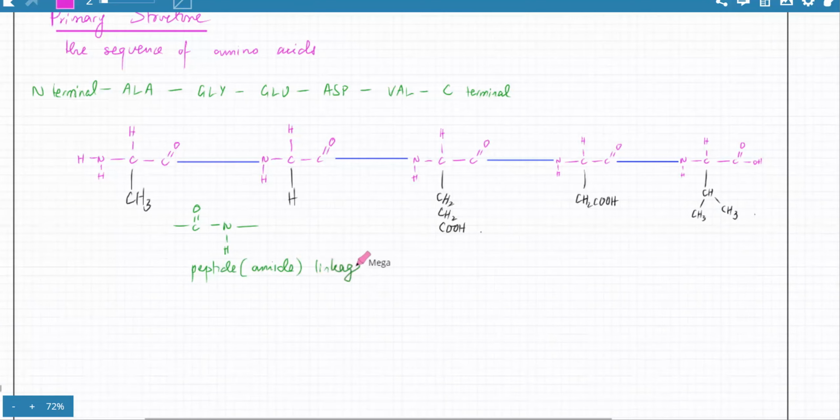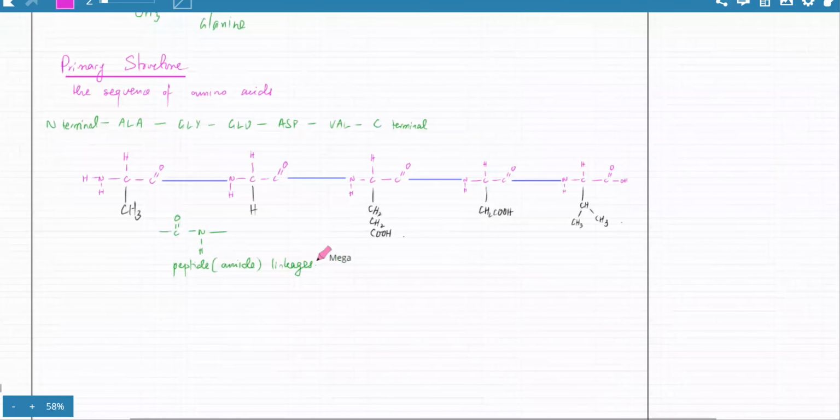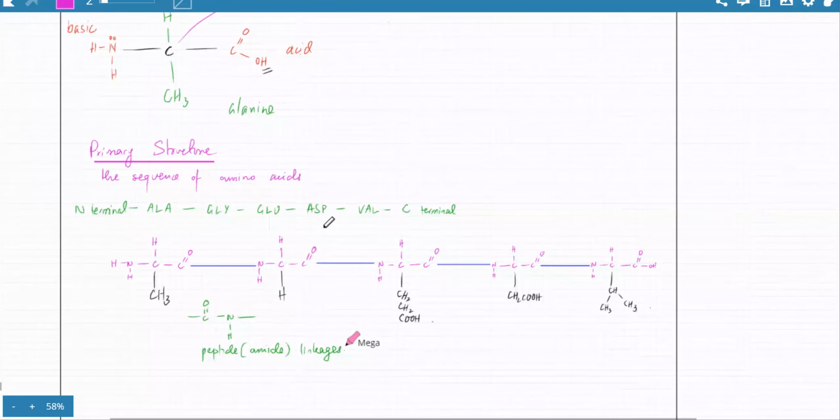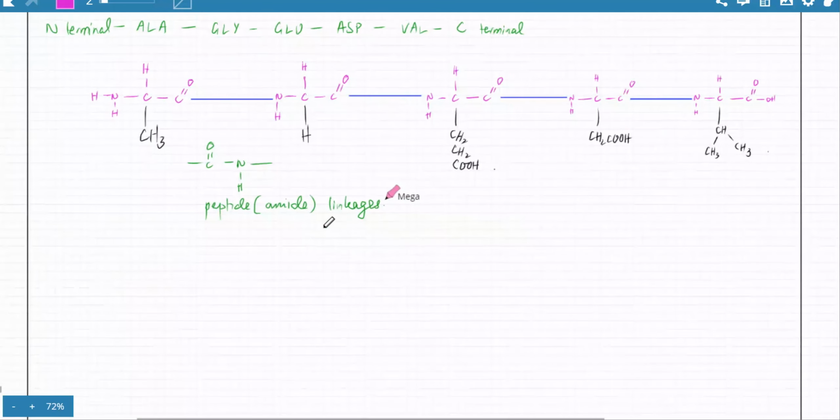ठीक है? Ali, is this clear? Sara, is this clear? Yes. So that's your primary structure. The primary structure only tells you, and you'll be asked a question very similar to this, that you would be given a sequence of amino acids and you would have to draw a polypeptide chain. The next thing is known as your secondary structure.